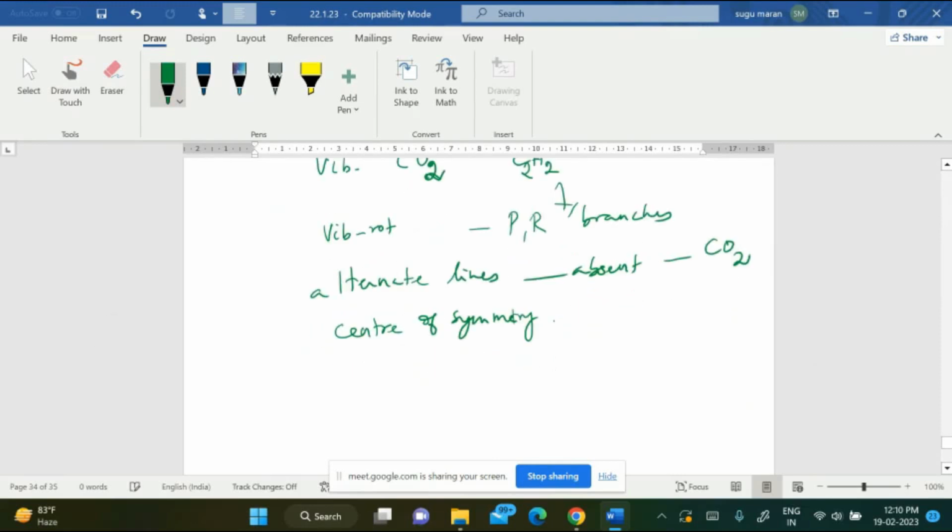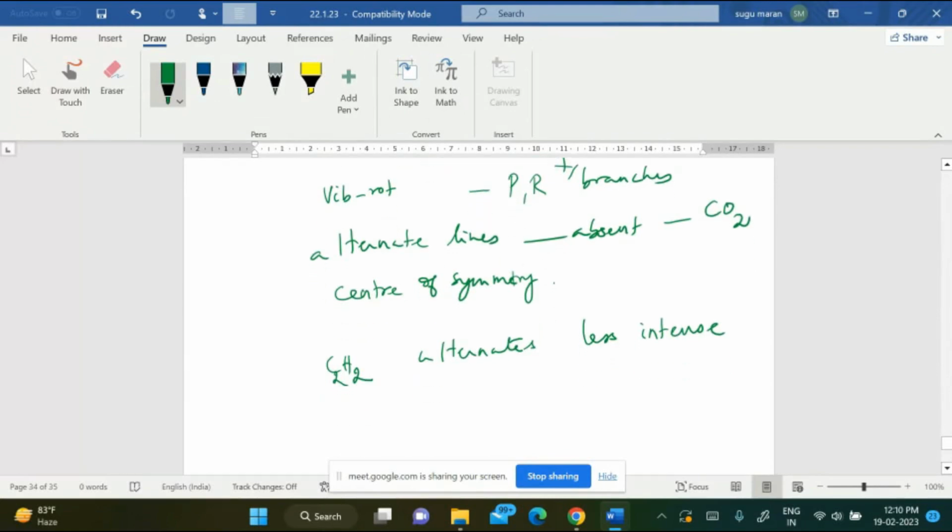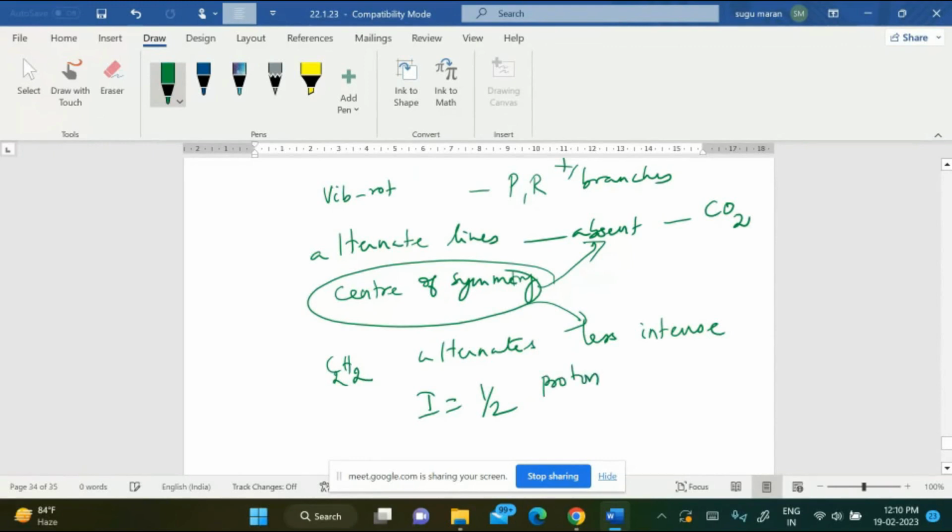But in the case of other molecules, once again these molecules are with a center of symmetry, the alternate lines are less intense. So that is the molecule with a center of symmetry. In some cases the alternate lines are absent, in some cases they are less intense, because this is due to the I value of half for the proton. For the proton, that plays a crucial role.